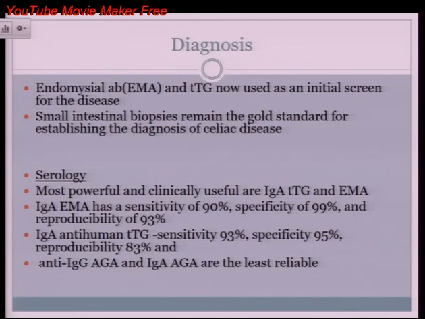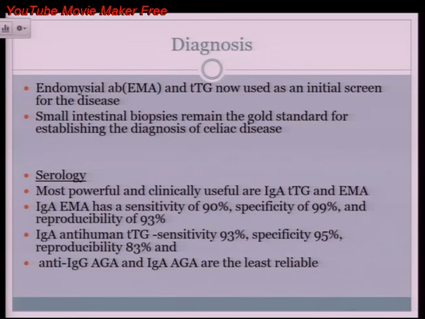IgA endomysial antibody has a sensitivity of 90%, specificity of 99, and a reproducibility of 93. As you can see, these are very good numbers for serological tests. And the same thing with TTG. TTG has a sensitivity of 93, specificity of 95, and a reproducibility of 83. There are also IgG versions of the same test available.